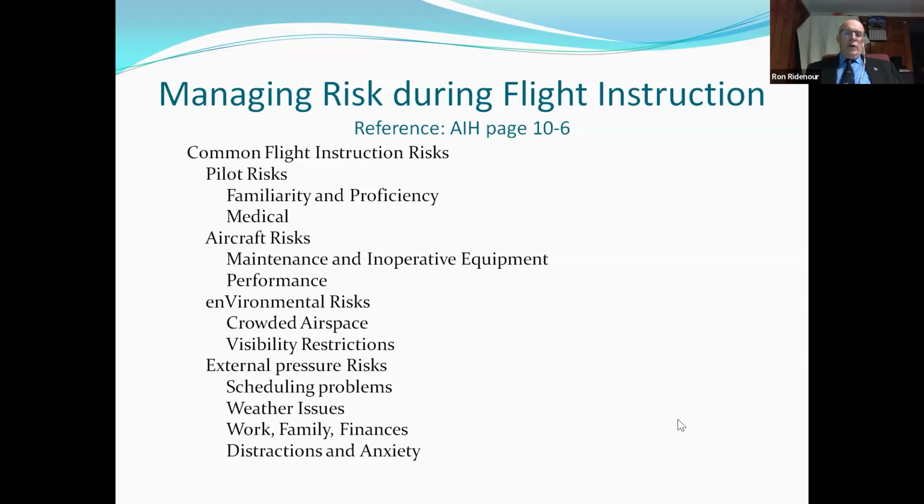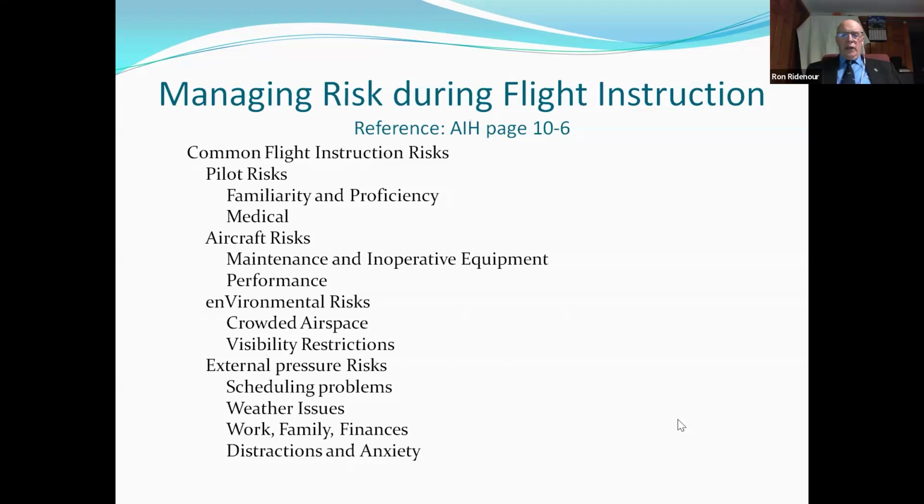Environmental risks. We'll talk a little bit more about some other environmental risks in a few minutes, but we have crowded airspace around many of the airports that we fly out of. I know that here in the Chicago area, we're right close to the Class Bravo airspace that surrounds Chicago O'Hare. There's a Class Charlie airspace that surrounds Midway. And those airspaces are crowded.